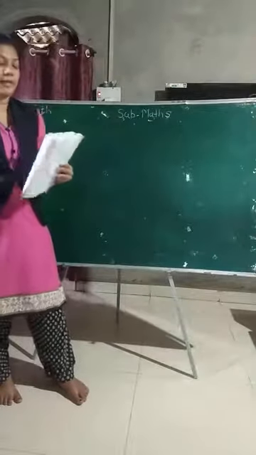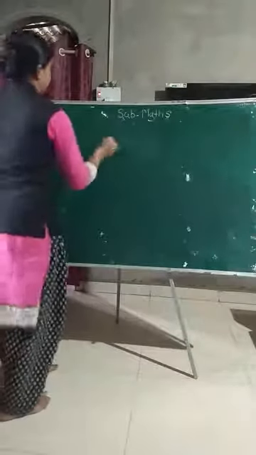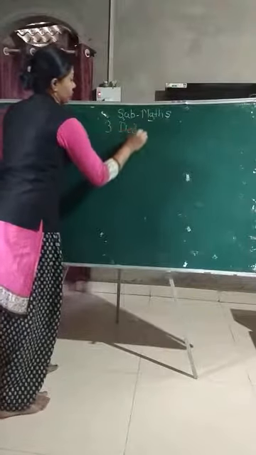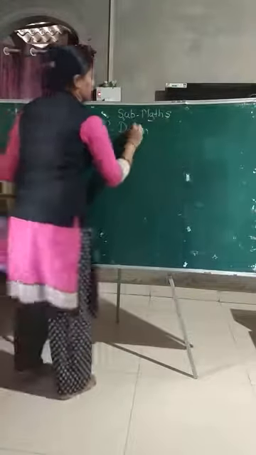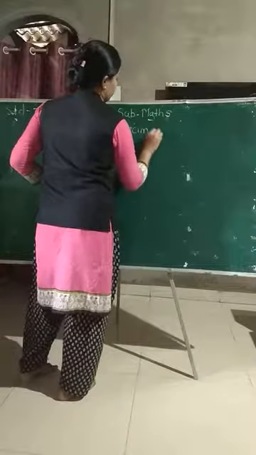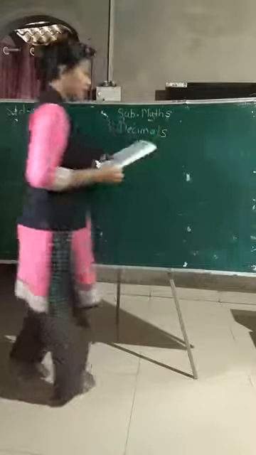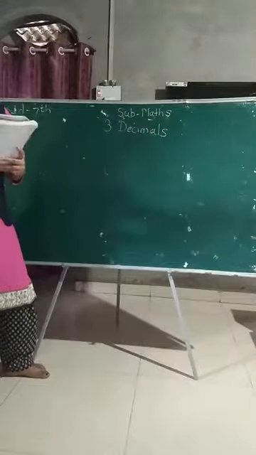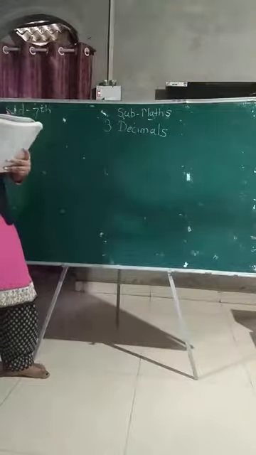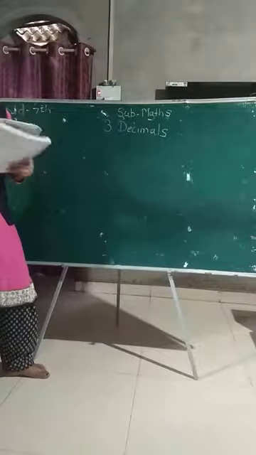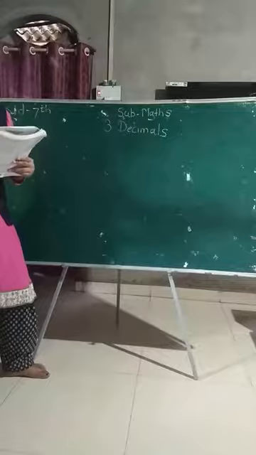Chapter name is Decimals. Firstly, we see introduction of decimals. We can write the following decimal fraction as 7 upon 10 is equal to 0.7.